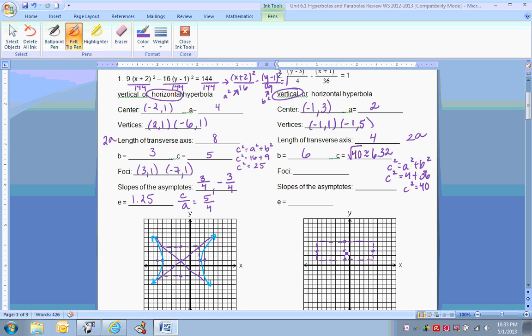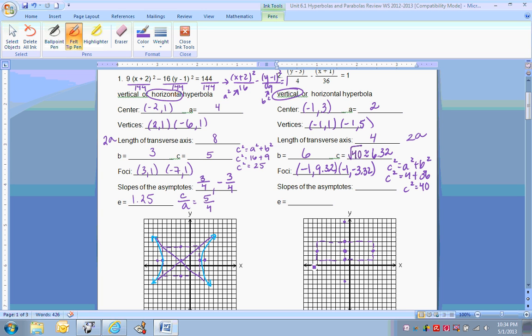So I'm going to start at my center, and I'm going to go up 6.32 and down 6.32, because my foci always lie on the same line as my vertices. So when I go up 6.32, my first foci lies at -1, 9.32. And then I'm going to go down from my center 6.32. And my second foci lies on the coordinate -1, -3.32.